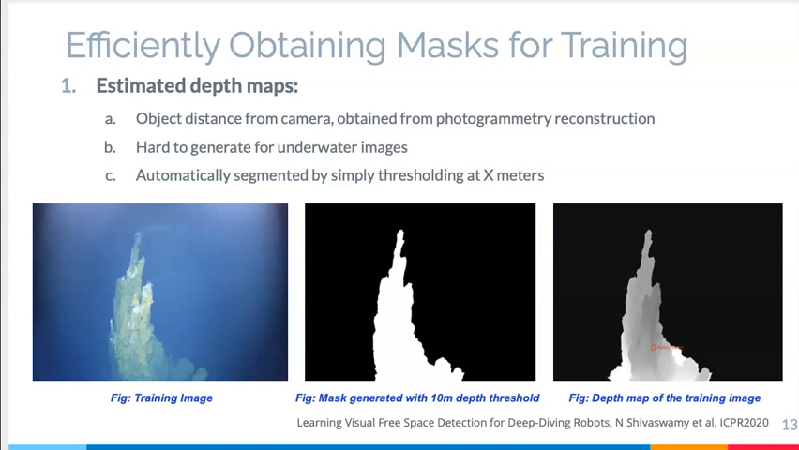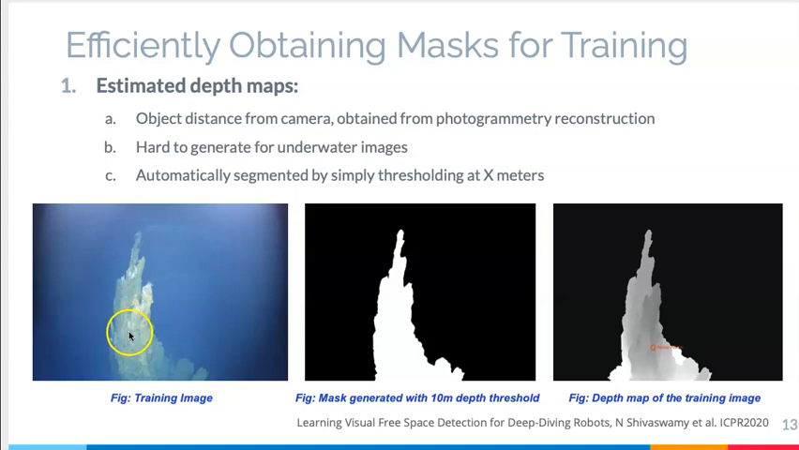Firstly, estimated depth maps. These depth maps contain information of the object distance from camera. It is obtained from photogrammetry reconstruction, such as dense matching of images. However, it is still challenging to generate them for underwater images. Once they are generated, they are used in an automatic segmentation process by simply thresholding at X meters.